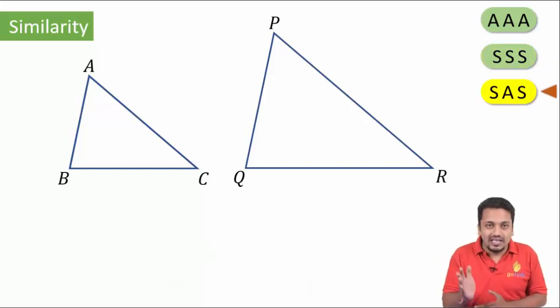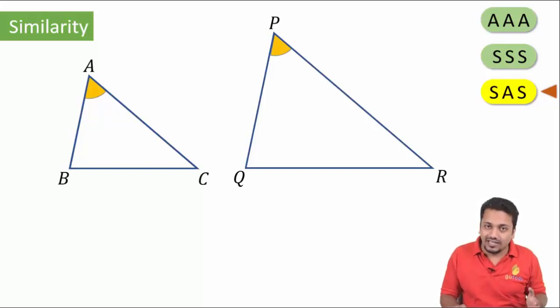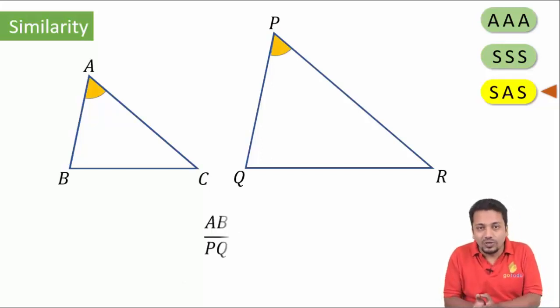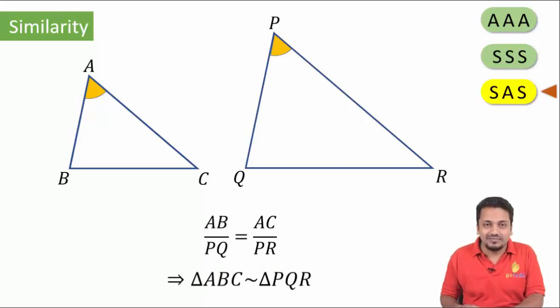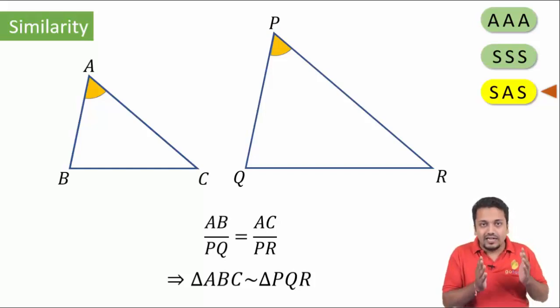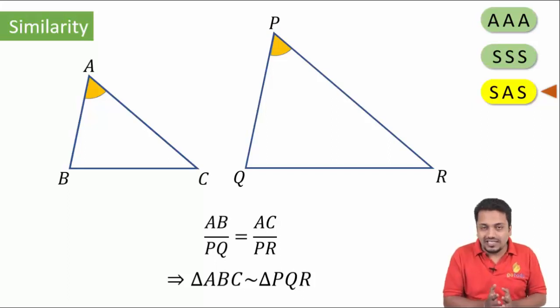Last but not the least, SAS. If one angle of a triangle is equal to one angle of another triangle and the sides including these angles are proportional, then the two triangles are said to be similar. Now, if angle A is equal to angle P and AB upon AC is equal to PQ upon PR, then triangle ABC is similar to triangle PQR.